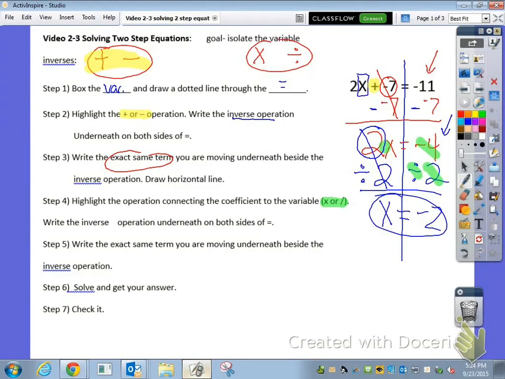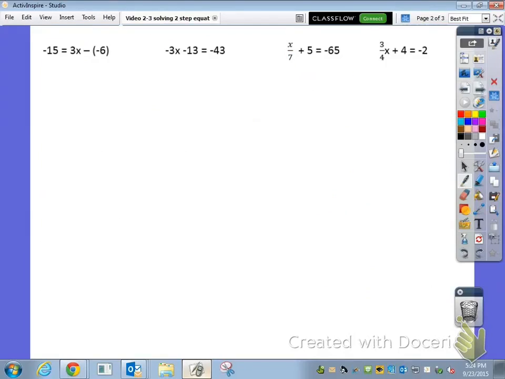If I were to go up here and plug in -2 for x, I could see that works. 2 parentheses -2 plus -7 equals -11. If I plug that into my calculator, that will come out true. And so you can always check your answers. And if it comes out false, you did something incorrect. Okay, so we're going to go through the steps.